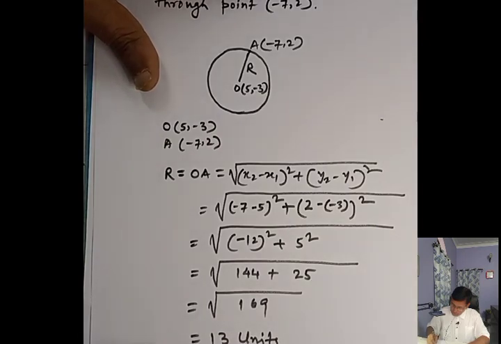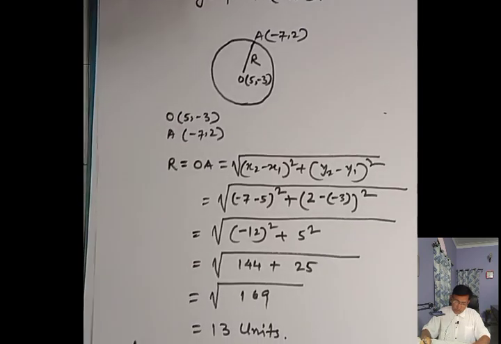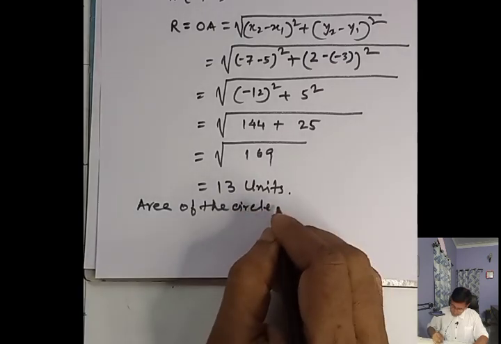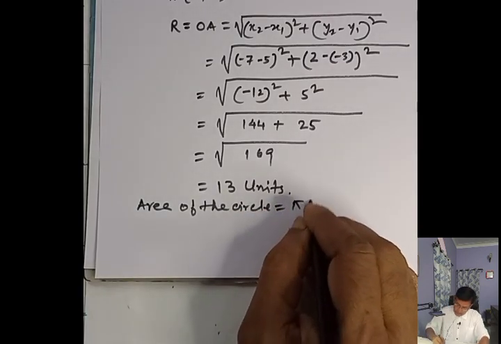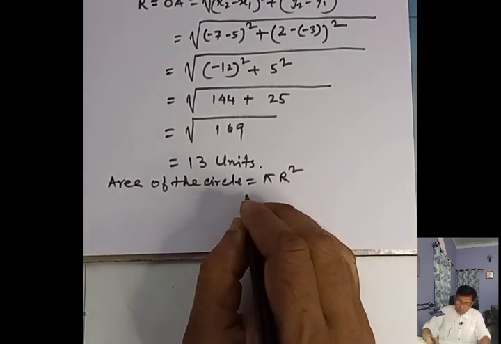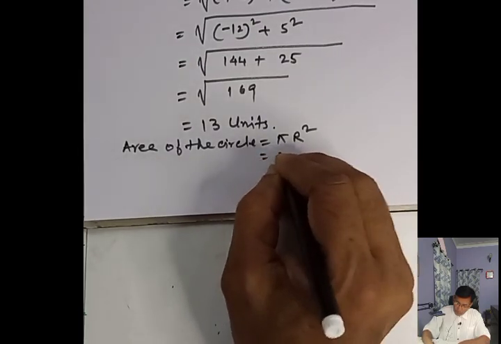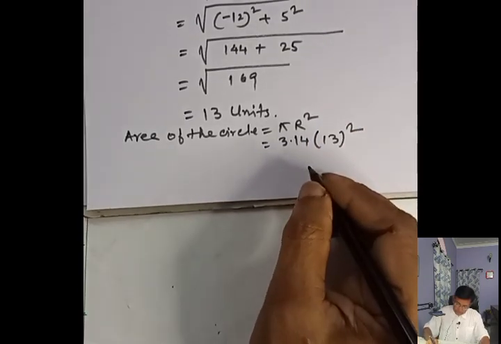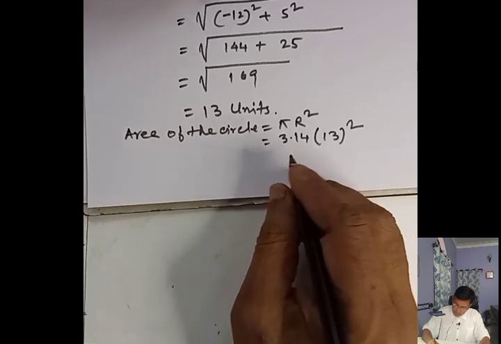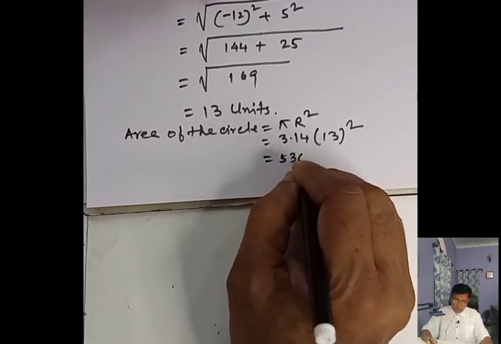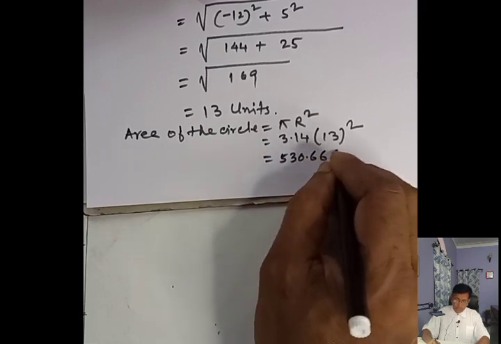So the area of the circle is equal to pi r square. Pi here is given as 3.14. So it is equal to 3.14 into 13 square. Now let us calculate this portion. It will come 530.66 square unit.